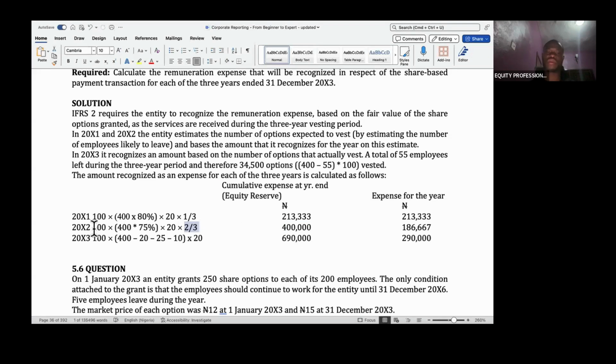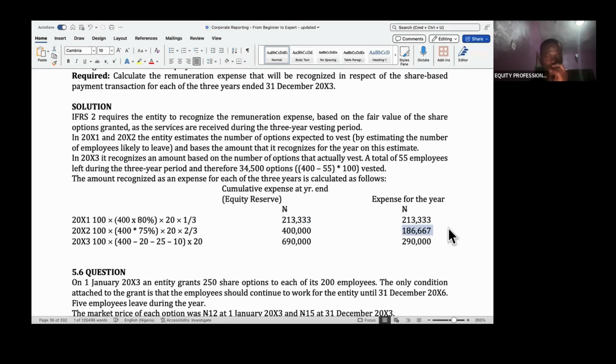When you punch your calculator with this, it gives you 400,000. That's the cumulative for the 2 years, and that's the balance in your reserve. It's cumulative for year one and year two. So what goes to expense is the difference between the reserve in year two and the reserve in year one. So the increase in the reserve will be taken to expense for the year, and that's 186,667. That's the increase in the reserve. I hope that is clear.